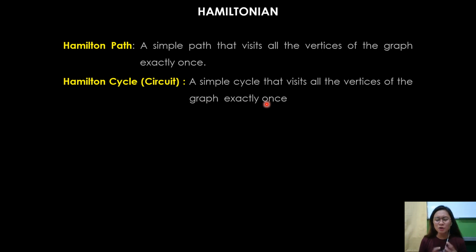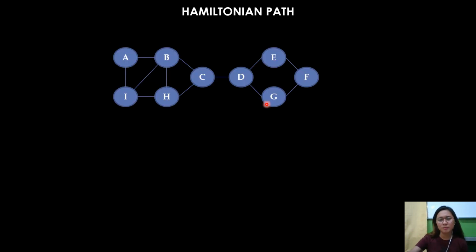So let's do an example. Let's have a Hamiltonian path. In Hamiltonian path, it's okay not to visit all the edges of the graph as long as you're going to visit all the vertices of the graph exactly once.